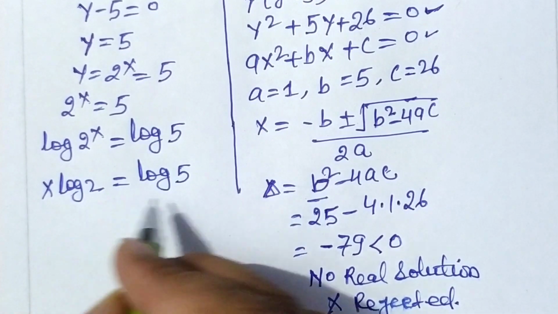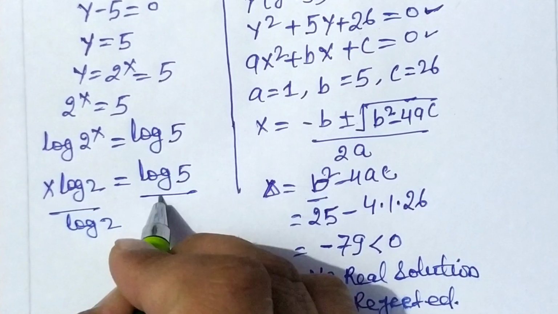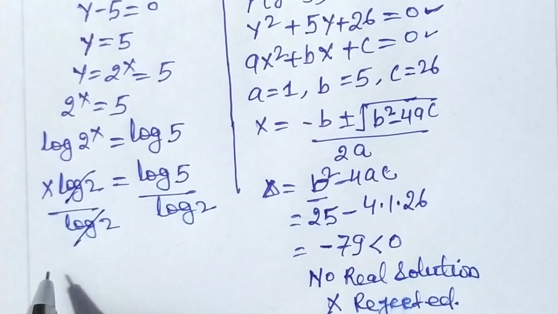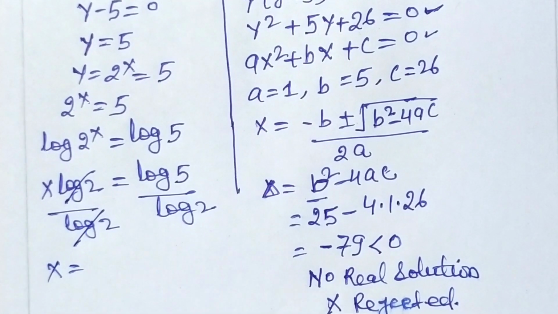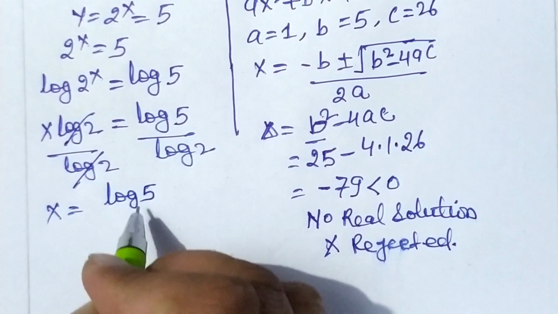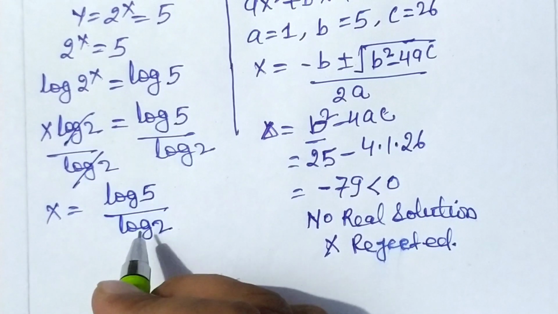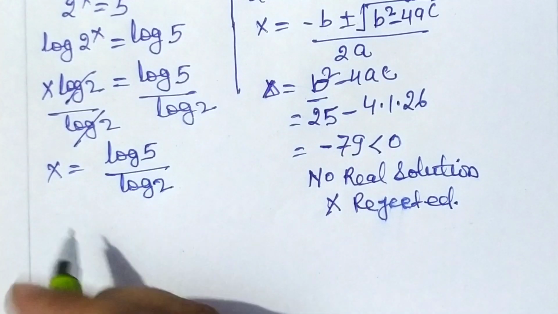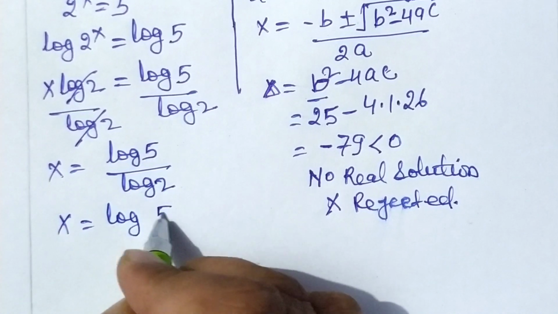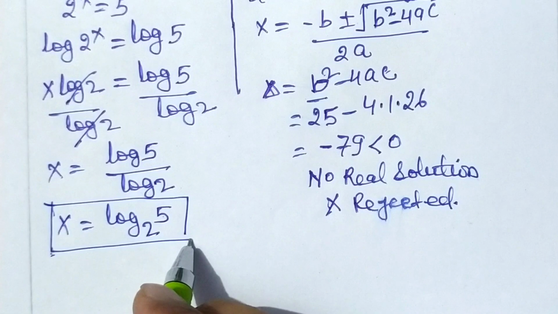Divide both sides by log 2. Here log 2 cancels out. x is equal to log 5 divided by log 2. It will be equal to x is equal to log 5 base 2. This is our final answer.